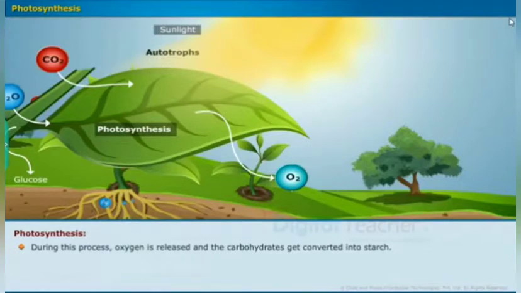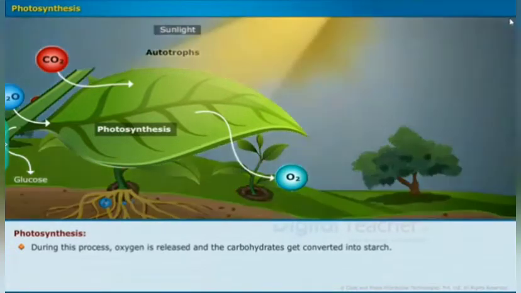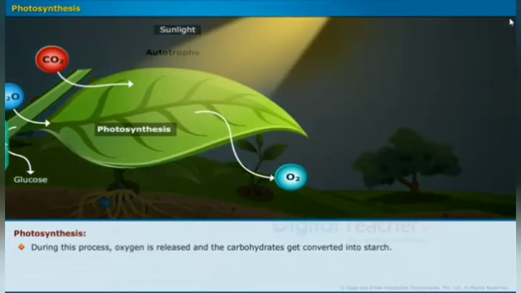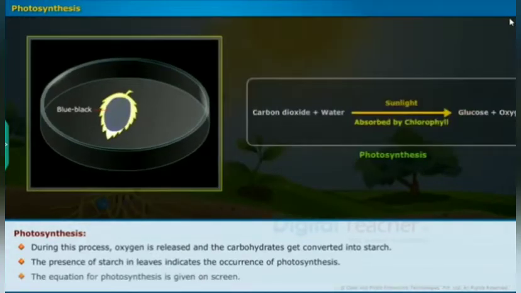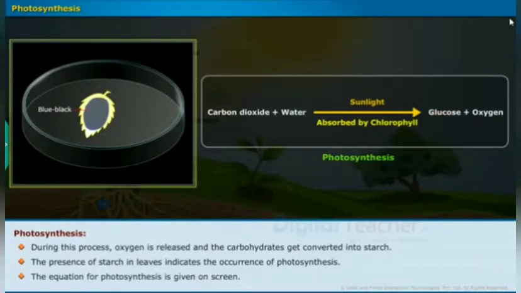During this process, oxygen is released and the carbohydrates get converted into starch. The presence of starch in leaves indicates the occurrence of photosynthesis. The equation for photosynthesis is given on screen.